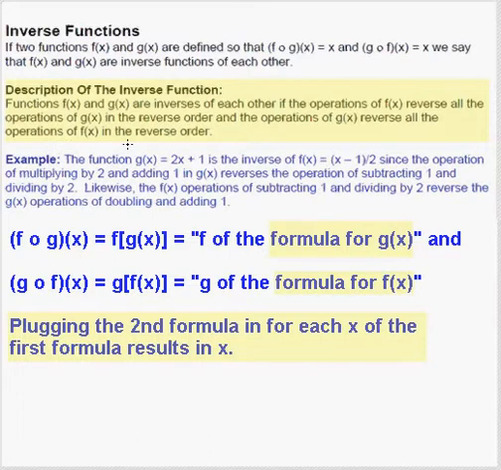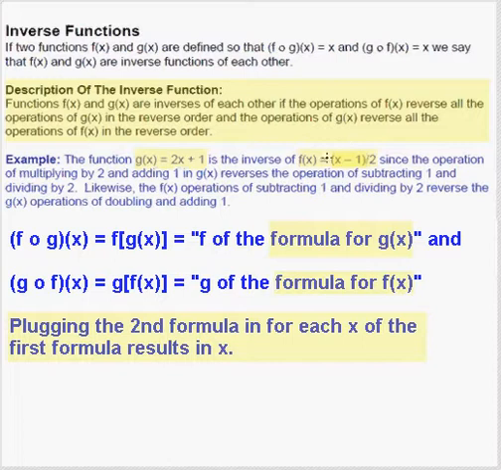If g of x is the function 2x plus 1, in g of x we're doubling x and adding 1. Well, if we want to reverse those operations in reverse order, the first thing we have to do is subtract 1 because 1 was the last thing we added. So we take x minus 1 to reverse the operation of adding 1. And then we have to reverse the operation of doubling, which is to cut in half. So f of x equals x minus 1 divided by 2 reverses all the operations of g of x in reverse order.